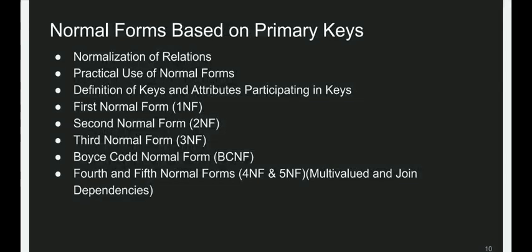Now we will discuss normal forms based on primary keys. In this section, we will discuss normalization of a relation, why it is used, and what are the practical uses of normal forms, and what are keys, and what are the attributes participating in a key, and first normal form, second normal form, third normal form, and BCNF, Boyce-Codd normal form. Fourth and fifth normal forms also exist, which are normally used for multi-valued and join dependencies.